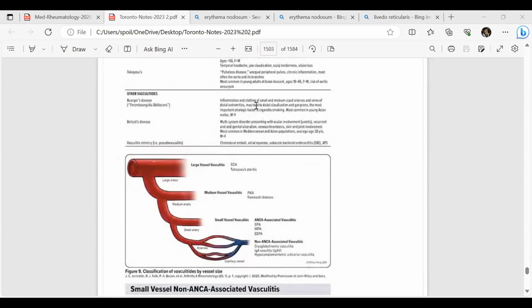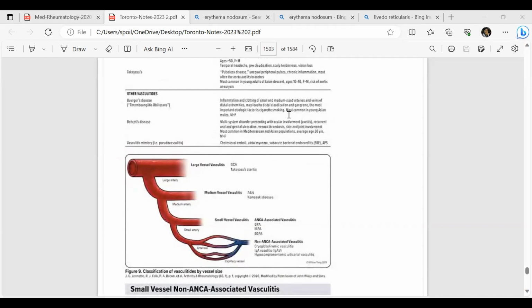Buerger's disease is inflammation and clotting of small and medium-sized arteries and veins of the distal extremities. It may lead to distal claudication and gangrene. The most important etiologic factor is cigarette smoking. It's most common in young Asians, and males are more predominant. Both small and medium arteries are involved, and the veins of the distal extremities are involved as well. It's more common in smokers and in males.